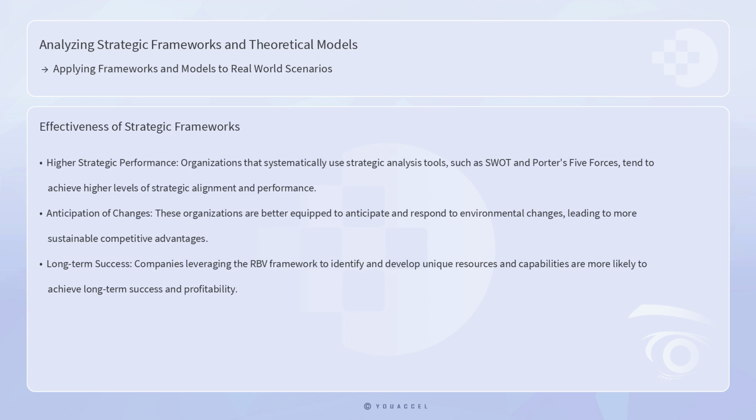Empirical evidence supports the effectiveness of applying strategic frameworks and models to real-world scenarios. A study by Dess, Lumpkin, and Eisner found that organizations that systematically use strategic analysis tools, such as SWOT and Porter's 5 forces, tend to achieve higher levels of strategic alignment and performance. The study highlighted that these organizations are better equipped to anticipate and respond to environmental changes, leading to more sustainable competitive advantages. Similarly, research by Grant demonstrated that companies leveraging the RBV framework to identify and develop unique resources and capabilities are more likely to achieve long-term success and profitability.